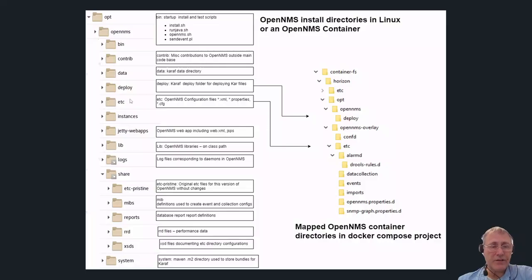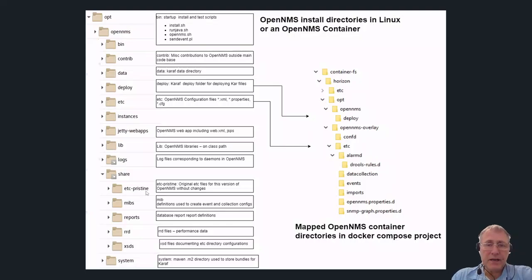The etc directory is where most of the configuration for OpenNMS is done. Occasionally, you may have to do some changes to Jetty web apps as well to modify how OpenNMS connects to authentication mechanisms. And then the share directory is where OpenNMS stores its RRD files, its saving, but also within this file, we've also got a pristine etc directory, a number of MIBs that we may wish to reference, and XSDs corresponding to these pristine etc files.